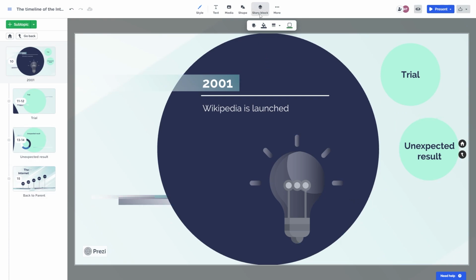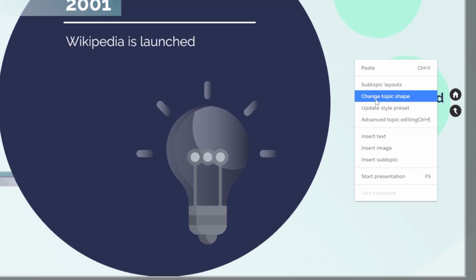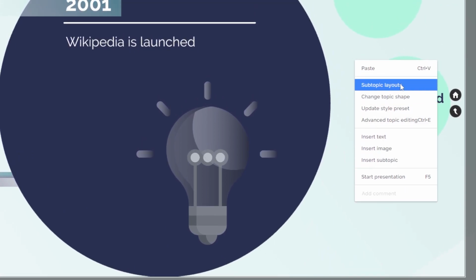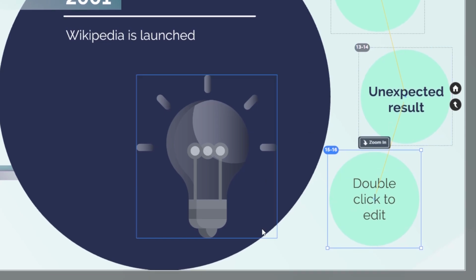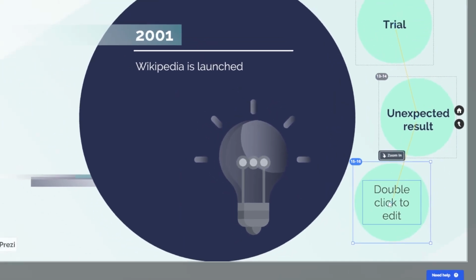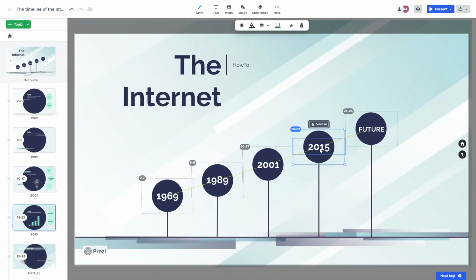But how exactly do you add more into this? To add another topic into this, all you need to do is right click, and then you can see you have some options here. You can change the layouts, you can change the topic shape, you can update, you can do advanced topic editing, and you can also insert a subtopic right here. If we double click it, as you can see, we've managed to create another circle, which is essentially another subtopic page. So that's how you would do that. And then let's finish these up.